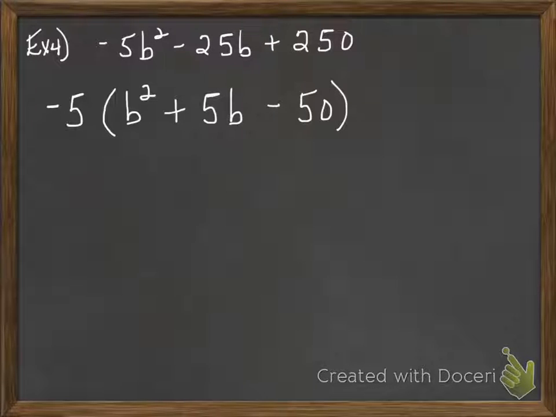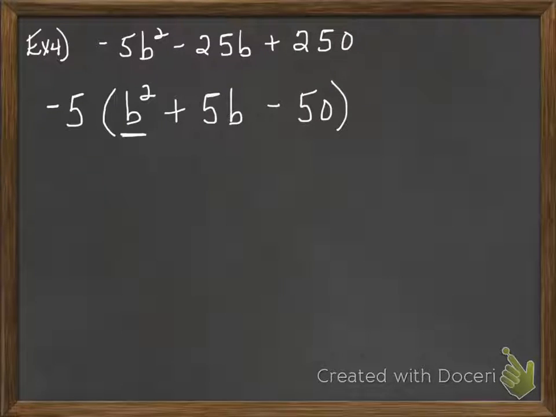Okay. Now, anytime you factor out a negative, you've got to make sure you get your signs right. So let's go back and check this. Negative 5 times b squared. Does that give you this term? Yes, ma'am. Negative 5 times positive 5b, does that give me negative 25b? Yes, ma'am. And then does negative 5 times negative 50 give me positive 250? Okay. Yes. Is your square term positive? Yeah. You want your b squared to be positive because our rules for factoring trinomials are all based on that b squared being positive.